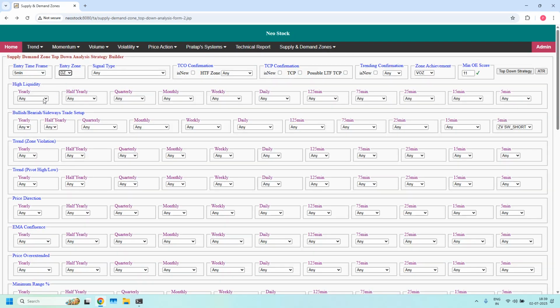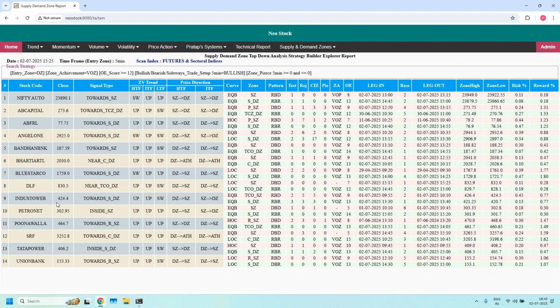Changes are 5 minutes demand zone. Here one more change, bullish. And also one more change, minimum order enhancer score 12. With these filters, we got 14 stocks supporting bullish trade setup for hourly income trade, and entry time frame zones are 5 minutes demand zones. So total we got 14 5 minutes demand zones.